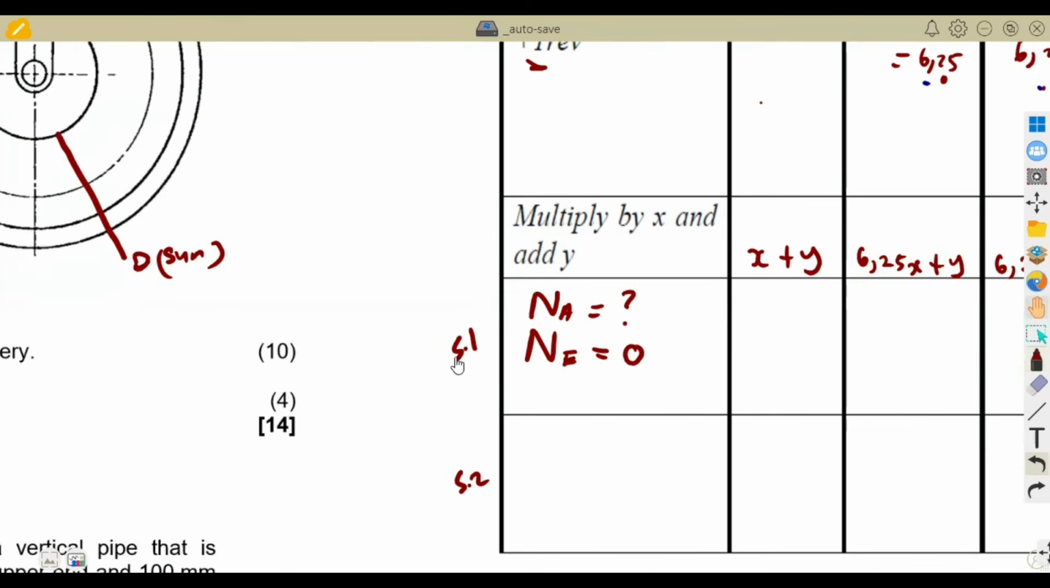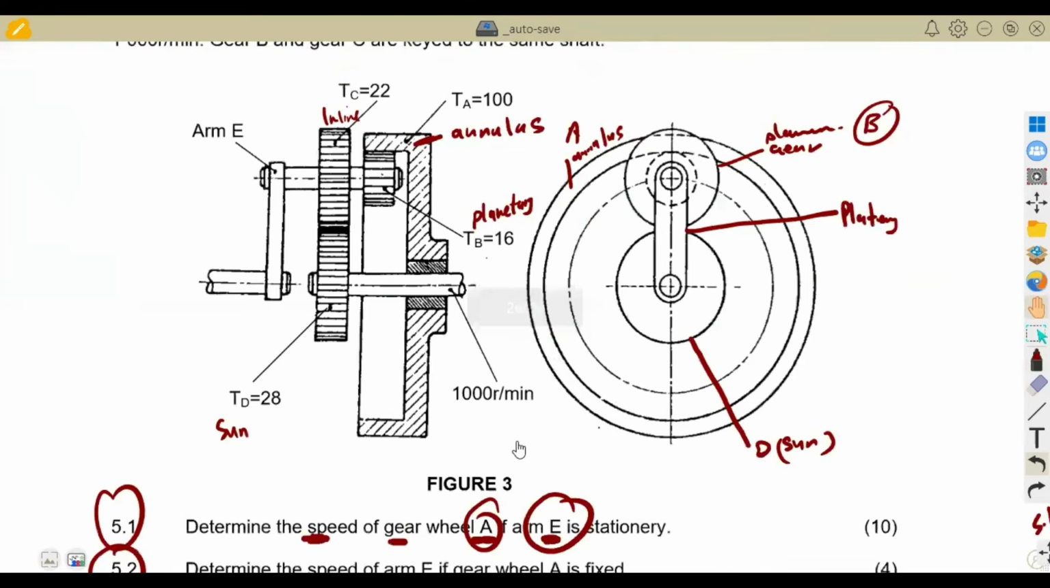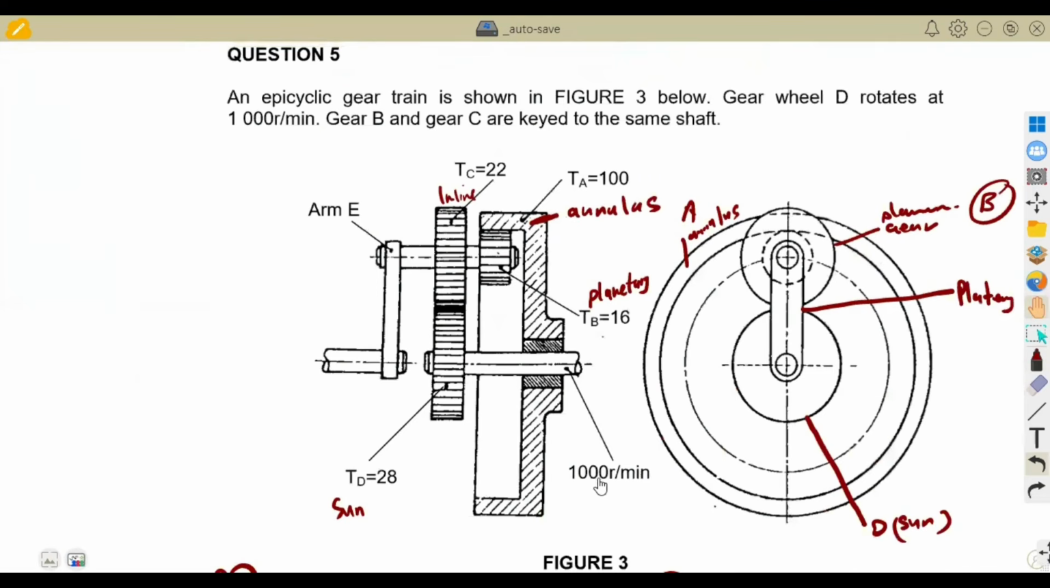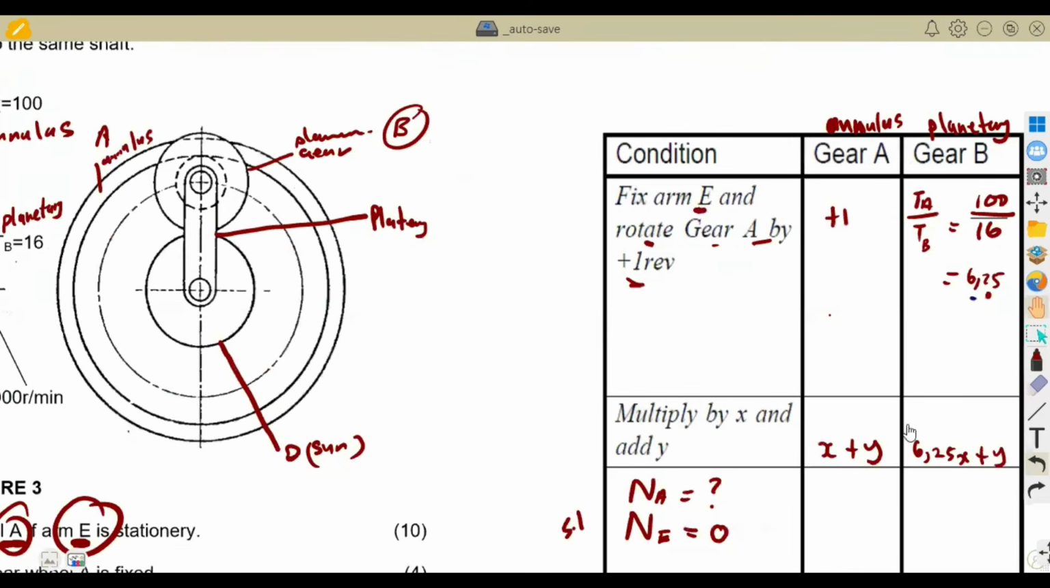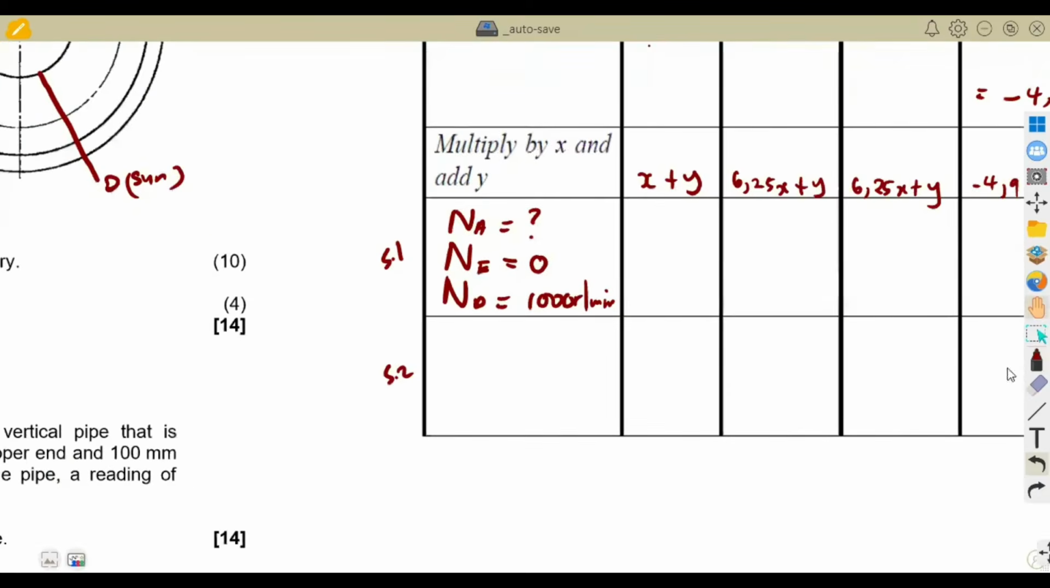But which other speed are we given? Remember, previously we are given something that will never change, which is the speed of this D here, which is our sun, D. It is 1,000. So that one is going to be there for all conditions. D is going to be 1,000 revolutions per minute. This is the information that we have. Even when you are to answer question 5.2, ND is not going to change. It will remain at 1,000 revolutions per minute.